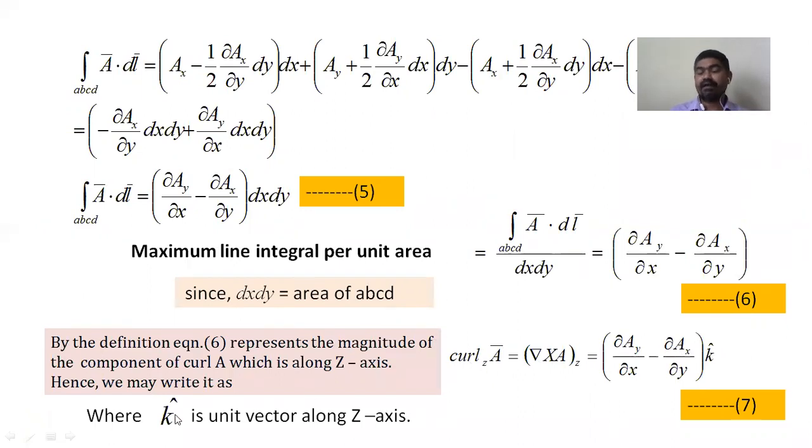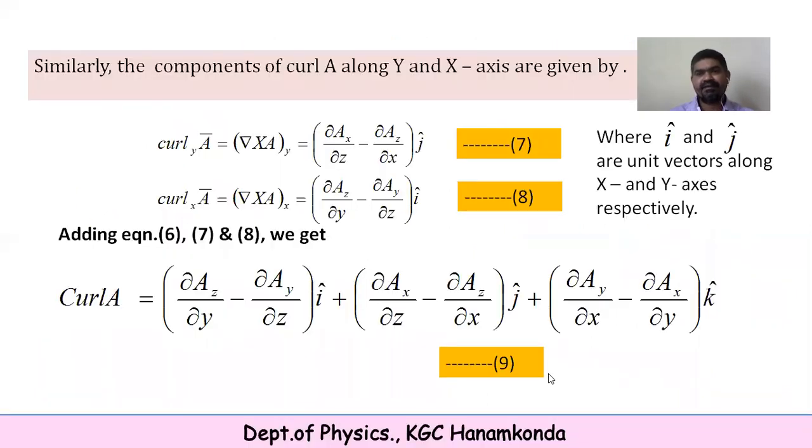Equation 6 represents only magnitude, but the curl of a vector field is a vector field. Therefore, the curl component of vector field A along the z direction is written as (del cross A) along z, which equals the value we got in equation 6 multiplied with the unit vector of the z axis, k cap. Therefore, (∂Ay/∂x minus ∂Ax/∂y) k cap gives us the curl component along the z axis. So let us see the rest of the planes.